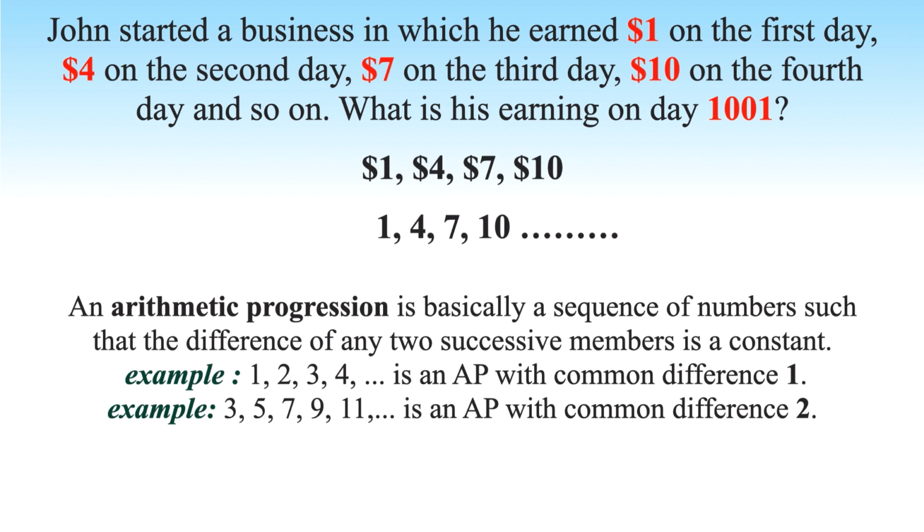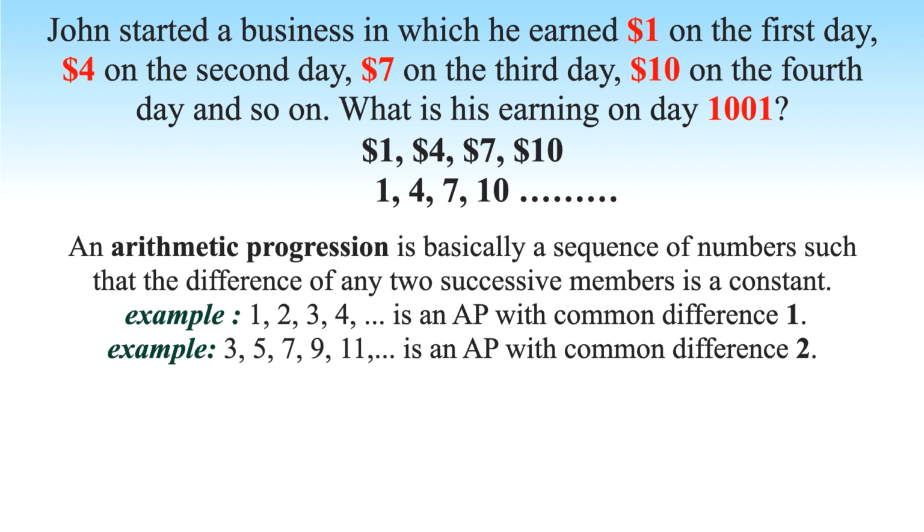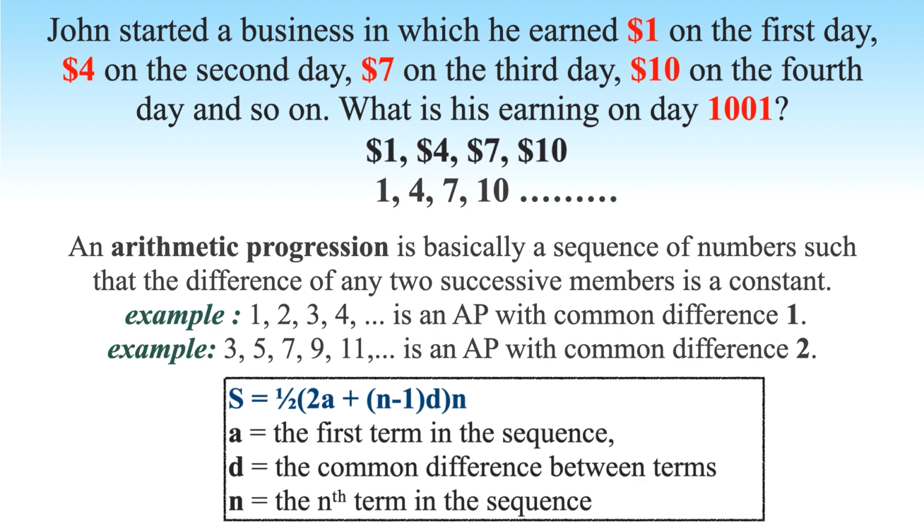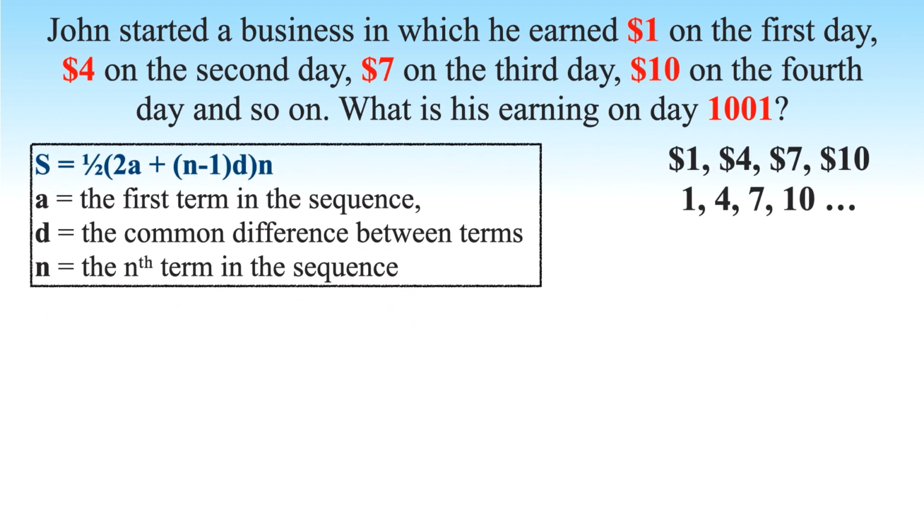The sum S of the first n numbers of an arithmetic progression is calculated by the formula S equals n into 2a plus n minus 1 into d, divided by 2, where a is the first term in the sequence, d is the common difference between terms, and n is the nth term in the sequence. We use this formula to find the solution for this problem since the pattern looks like an arithmetic progression.